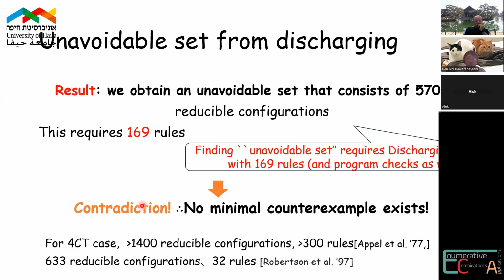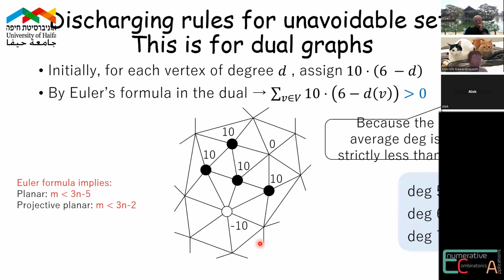For that, we will use what we call the discharging method. For that, we need some rules. In our case, it's 169 rules, and for Robertson et al., that's 32 rules. Oh, by the way, Appel and Haken had more than 300 rules. I have no idea how they actually controlled that. But anyway, let me present what the discharging method is.